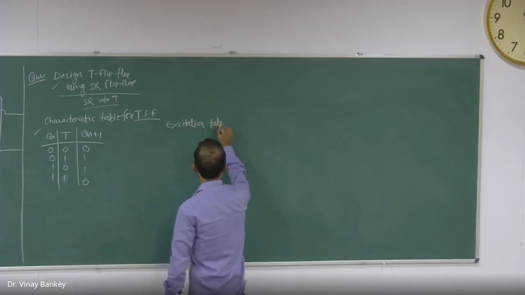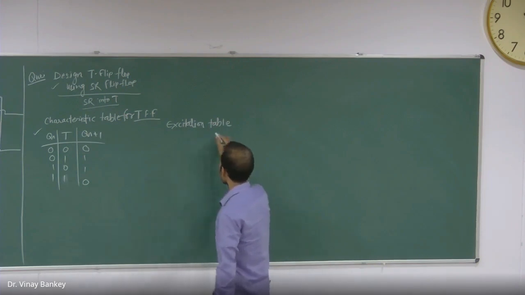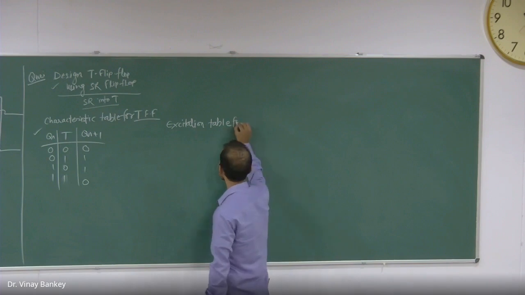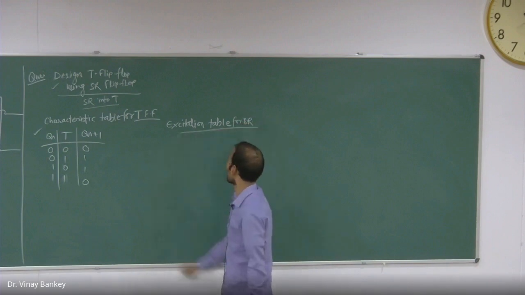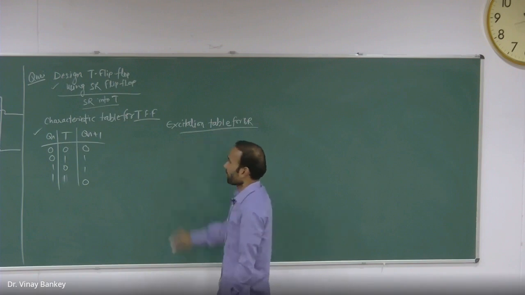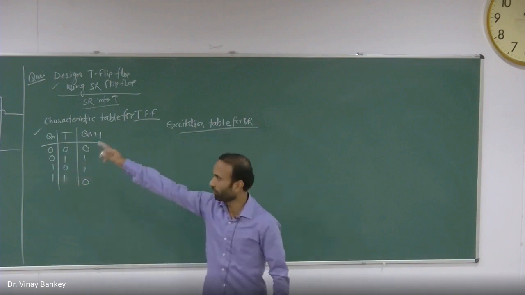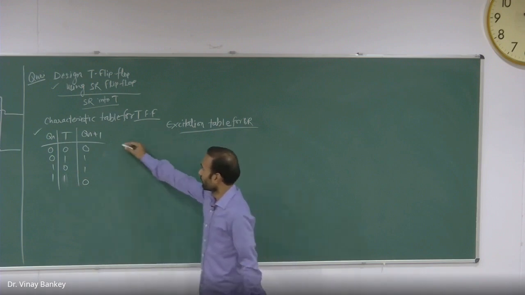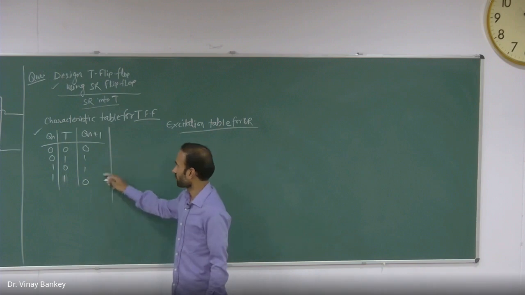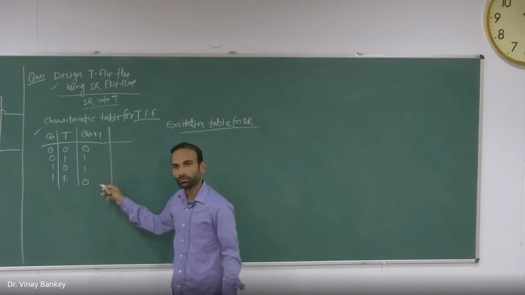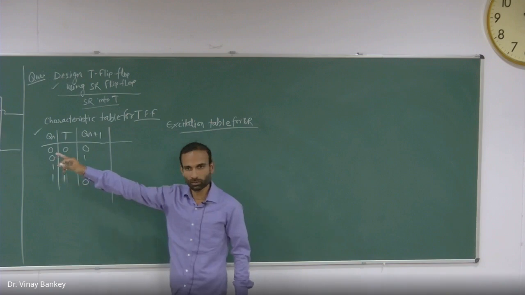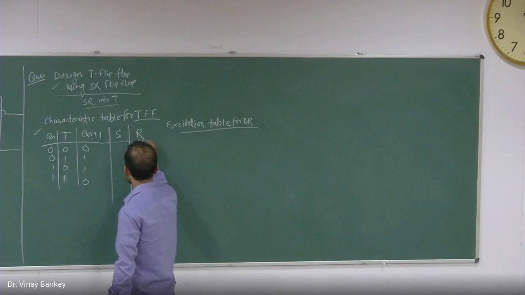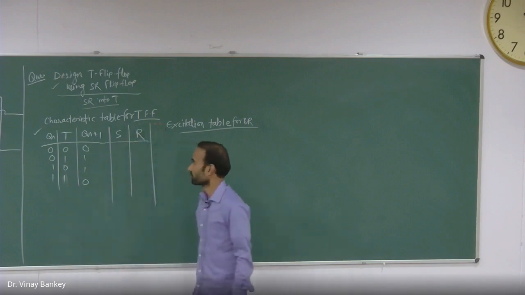Excitation table for SR. So we have written there. There is a way to remember this: 0 1 0 cross, 0 1 0 cross directly. So should I move to the third step, that is obtaining the Boolean expression? Because we have written that excitation table of SR, and the expression will be written for S and R.